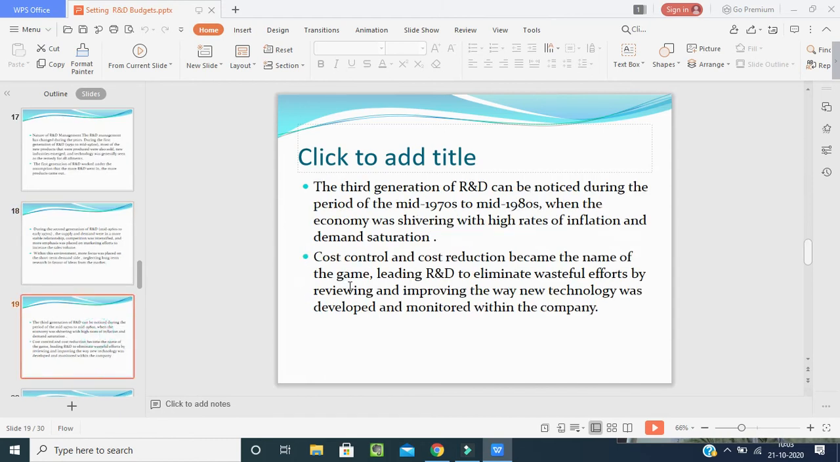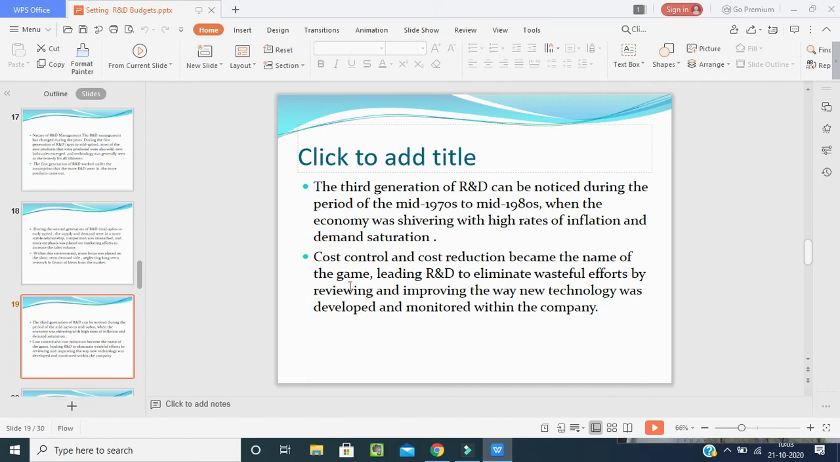Now coming to the third generation, it started from 1970 to the mid 1980s, when the economy was shivering with high rates of inflation and demand saturation. During this time period in India, and not only in India but in some parts of the world too, inflation was shivering. The high rates came down, demand saturation was there, and cost control and cost reduction became the name of the game. So R&D was led to eliminate wasteful efforts by reviewing and improving the way new technology was developed and monitoring the company.